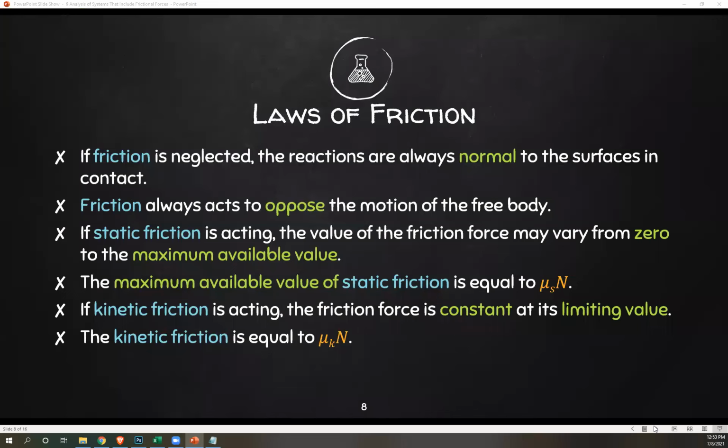And then lastly, if kinetic friction is acting, the friction force is constant at its limiting value, and your kinetic friction is equal to mu k times n. Meaning, in contrast to static friction where it's varying, kinetic friction is the same, and its value is mu k, the coefficient of kinetic friction, times n. The static friction is what's present when your object is not moving, while kinetic friction is what's present when your object is finally moving. So that's the difference. Depending on the situation, we'll use either static or kinetic friction.